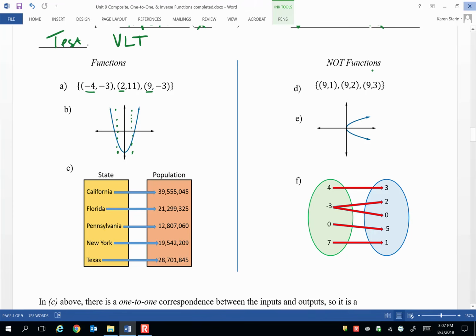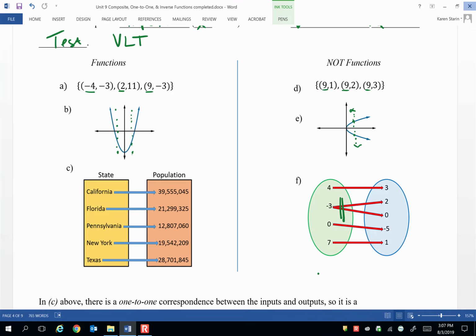Let's look in the right column now. Why are these not functions? If we're given a set of ordered pairs, we have repeating x's with different y values, so that's not a function. If we use the vertical line test on this parabola that opens up to the right, we would hit it twice, so that's not a function. And then in the mapping right here, we can think of using the vertical line test inside the domain, and if we cross it twice, that means it's not a function. If we listed that, we would have a repeated value of the domain value of -3.